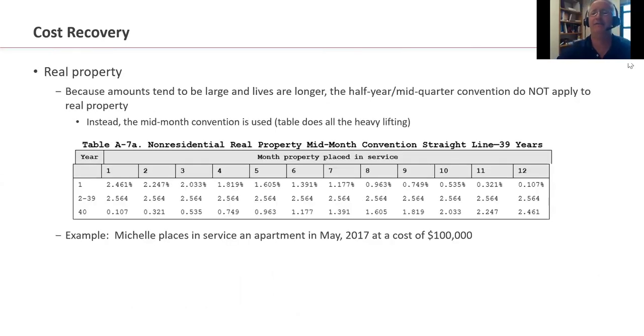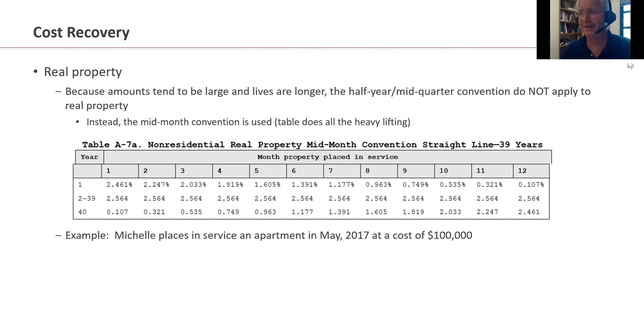All right, now let's shift from personal property to real property. Because real property tends to be expensive, right? Land and buildings cost more than a desk. Land and buildings cost more than a car. And they tend to live longer lives, right? A computer might last 5 years. Frankly, that's kind of a long time for a computer. 3 years to me fits a little better. But let's say a computer lasts 5 years.